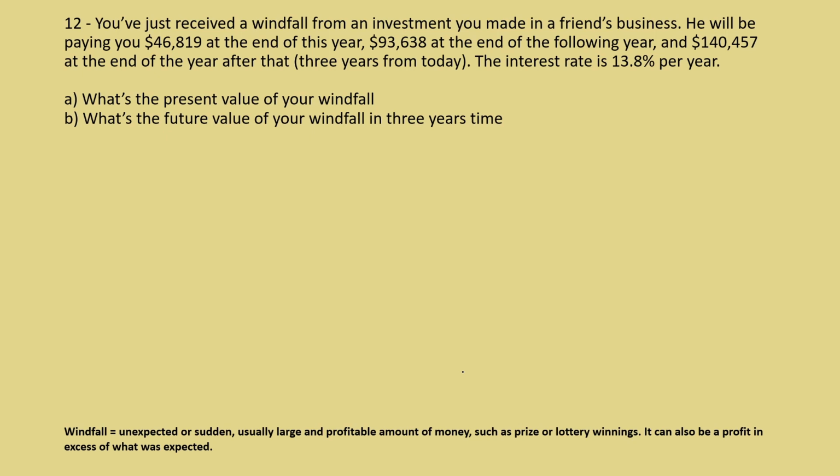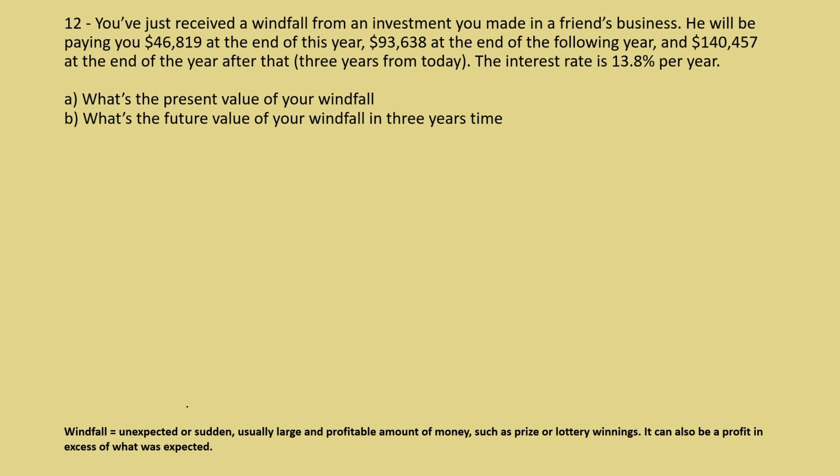Let's look at this exercise. Exercise 12 says you've just received a windfall from an investment you've made in a friend's business. He will be paying you $46,819 at the end of this year, $93,638 at the end of the following year, and $140,457 at the end of the year after that. So 3 years from today, okay? And then they say the interest rate is 13.8% per year. Part A, what's the present value of your windfall?